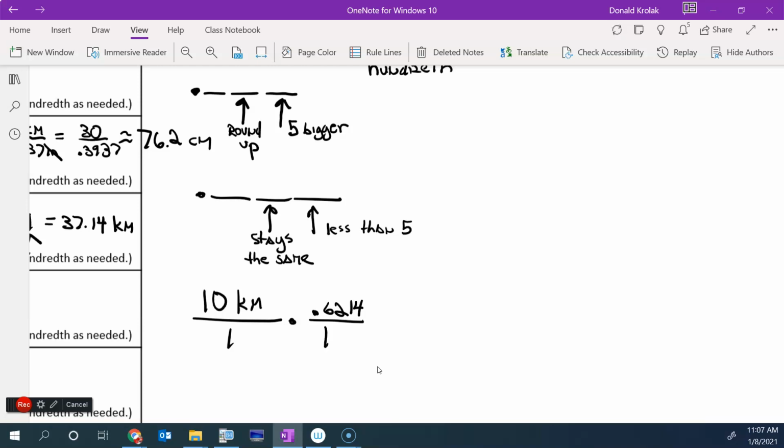0.6214. This is 1 kilometer, it's miles. So it's going to be about 6 miles when I take 10 and multiply it by that. So it's like 6.2 miles. If you're running a 5K, it's going to be half of that. It's just a little bit over 3 miles.